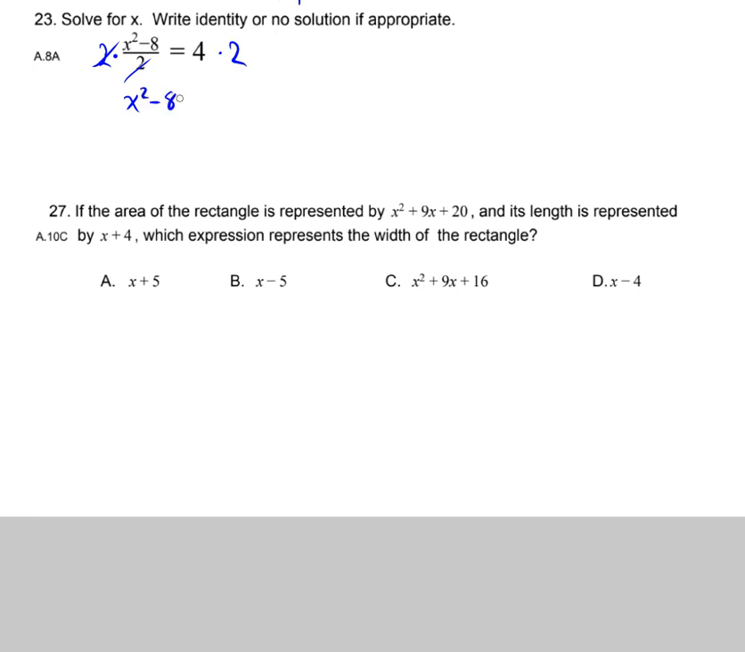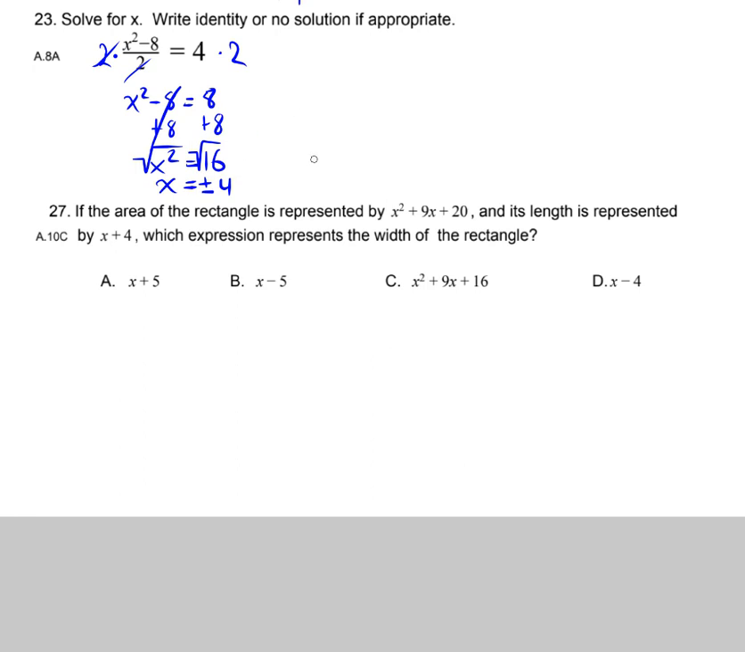So I have x squared minus 8 is equal to 4 times 2, which is 8. So now I have x squared minus 8 is equal to 8. Now I'm going to add 8 to both sides to get rid of this constant, right? So I get x squared is equal to 16. The last step is that I have x squared is equal to 16, so I need to take the square root of both sides because that's the opposite of squaring, right? So x, and then the square root of 16.